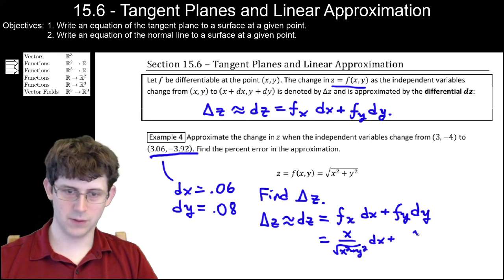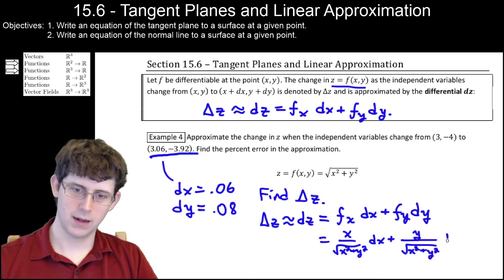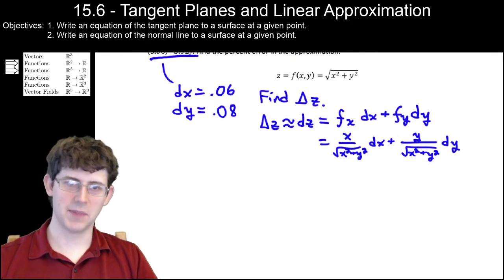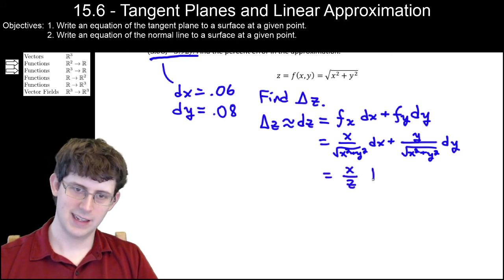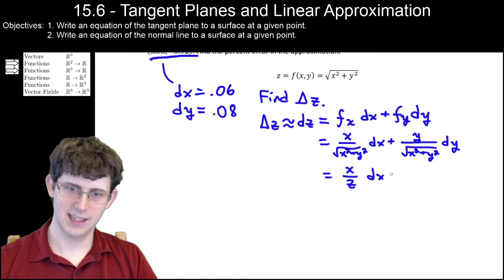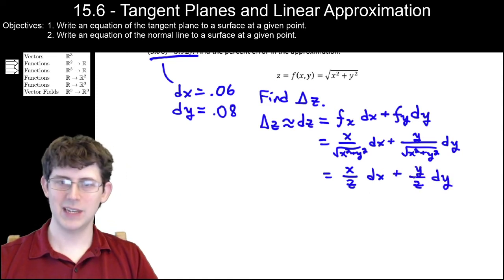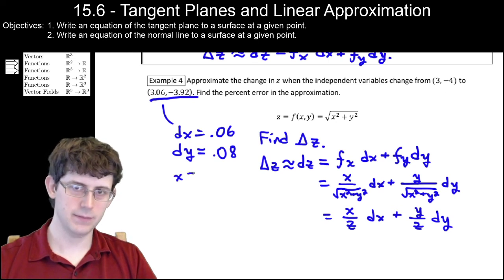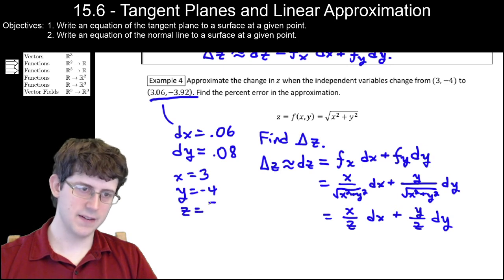And the y partial derivative was y over square root x squared plus y squared. I've just violated a nice rule that I've always told you, which is don't write something obnoxious if it already has a name. This is already called z. And then we can plug in all these things. So 3 and minus 4 are x and y. And z we found before was 5.